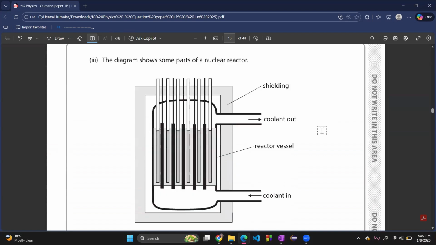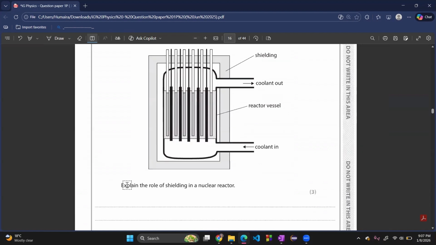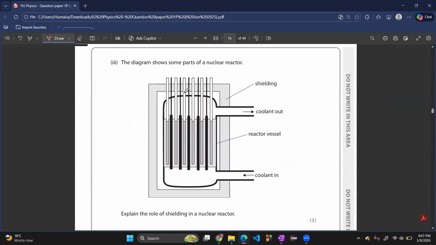Then going to this, the diagram shows some parts of a nuclear reactor, and you are asked to explain the role of the shielding in a nuclear reactor. So this particular concrete kind of thing that is covering the entire components is known as the shielding of the nuclear reactor. So what does the shielding do? Basically, when the fission reaction takes place inside this particular reactor, a lot of radioactive elements are being released, right? Those radioactive elements are actually really harmful for the human body. Not only the human body, for any kind of living things, it's harmful. It can cause cancer, mutations, and a lot of different things.